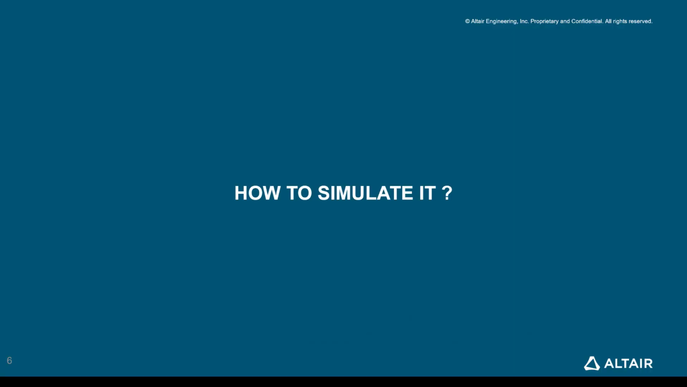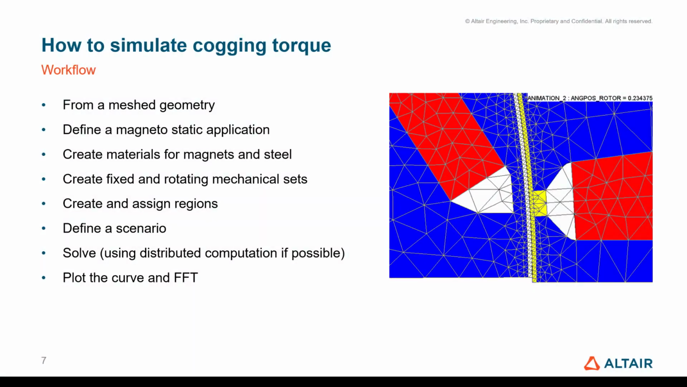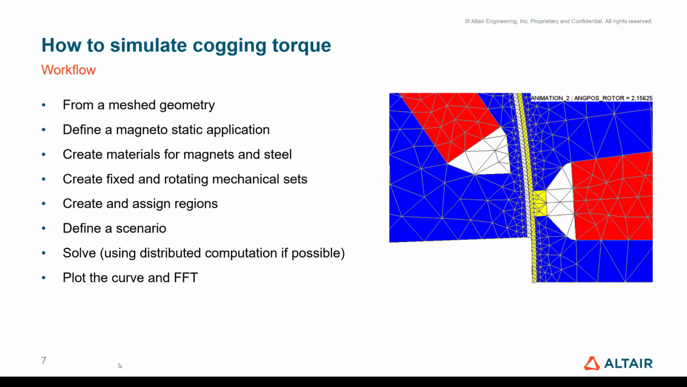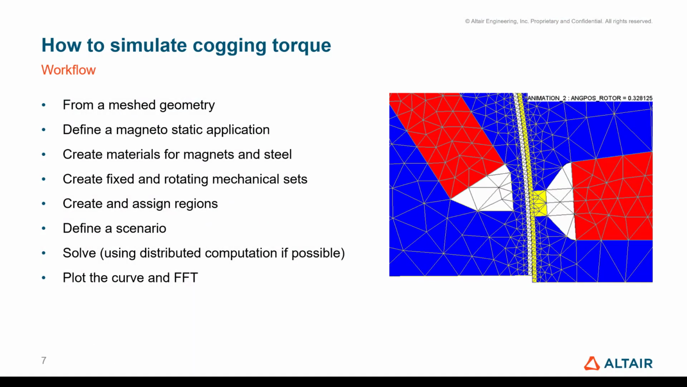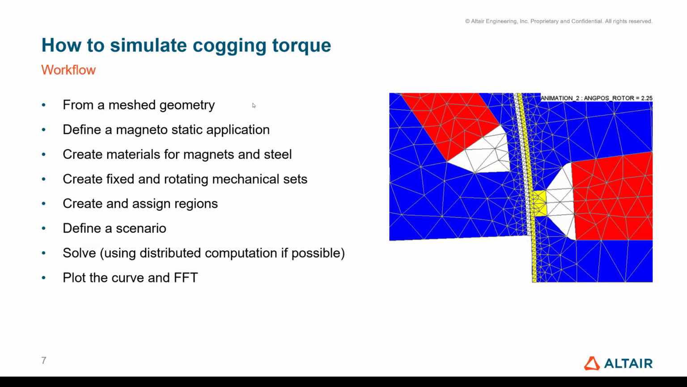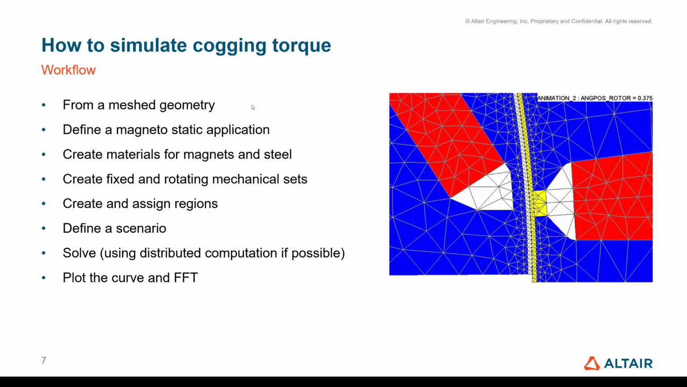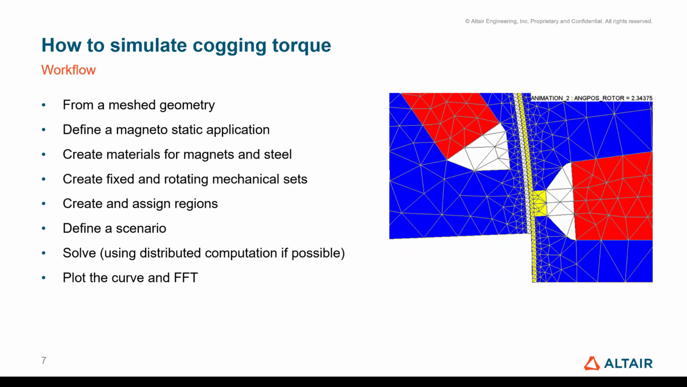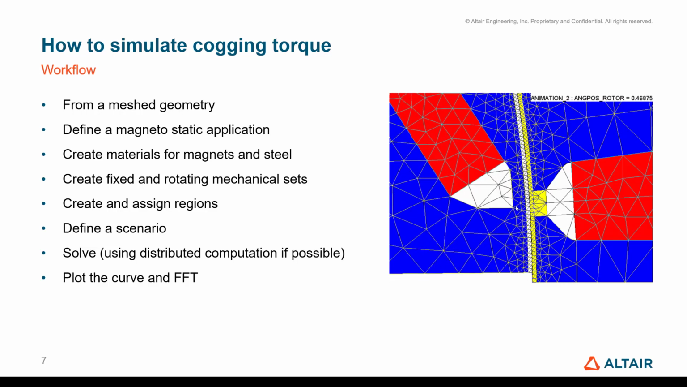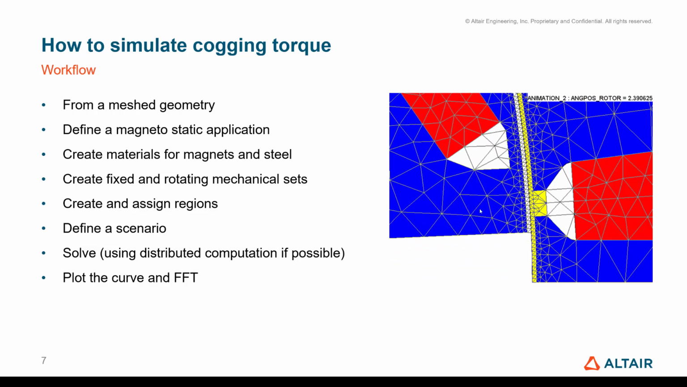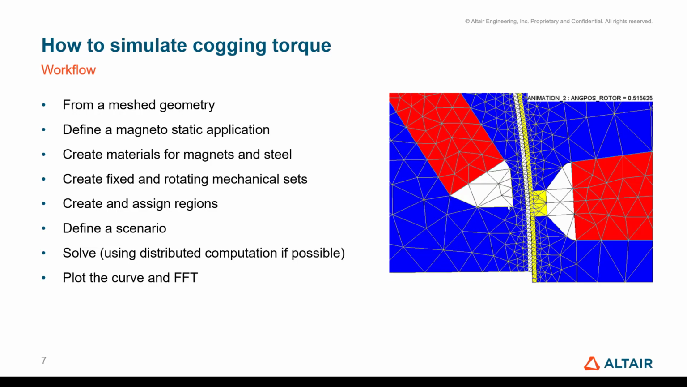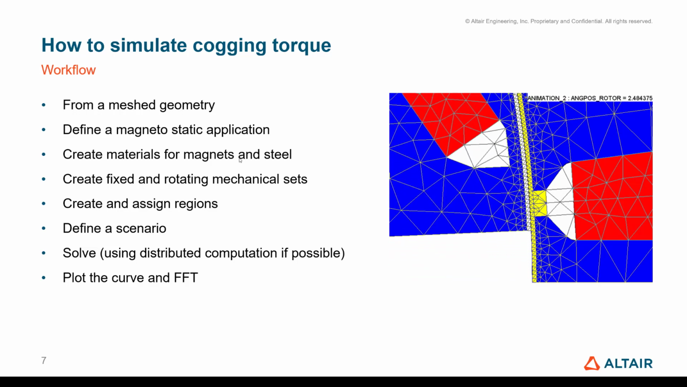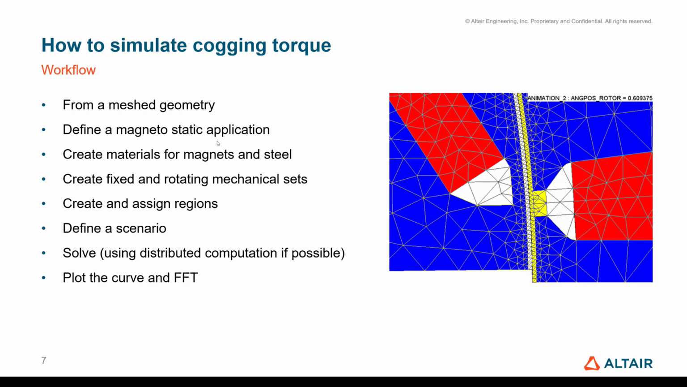So let's see how we can simulate it. So we can basically follow the different steps I listed here. So first, we'll need the geometry, which is meshed ideally. Like we see here on the picture, we'll probably have the air gap, which is slide into two parts at least. So one part will be rotating, one part will be fixed. And then we can start to define the physics.